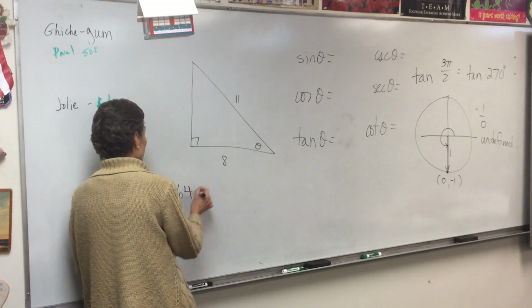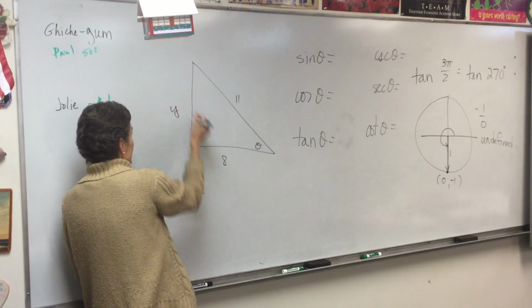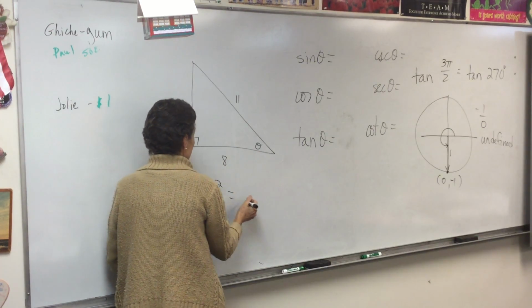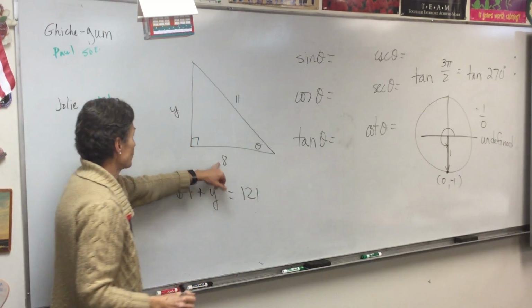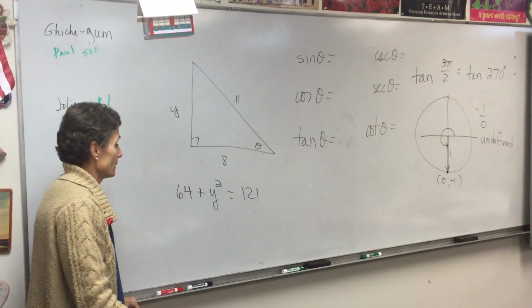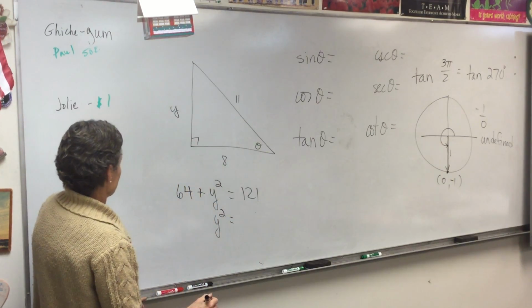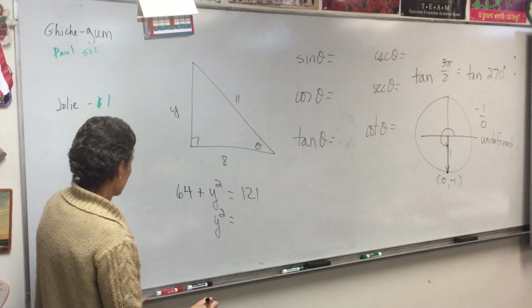So 64 plus, I'll call this y, plus y squared equals 121. So a squared plus b squared is c squared. So y squared equals, is that 57?